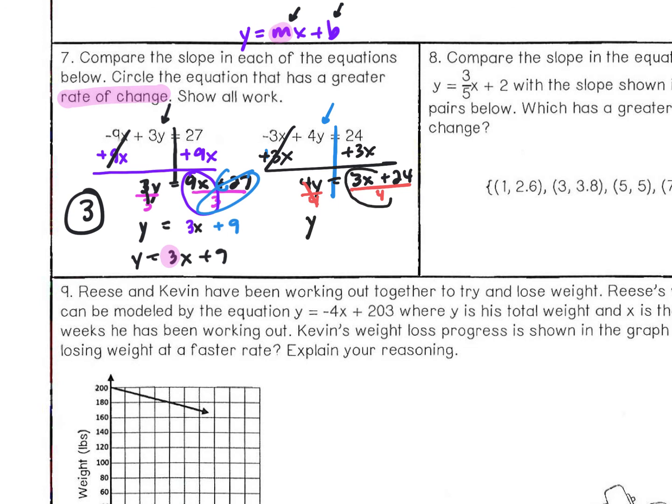And now this is where it looks a little bit tricky. 3 divided by 4, it won't go in there evenly, so I'm just going to write that in fraction form, 3/4 x. Positive 24 divided by 4 would be 6, so it's positive 6. And so now this is in slope-intercept form. Once again, the rate of change is the same thing as the slope. In the slope-intercept formula, we find that as the coefficient of x. So it says circle the equation with the greater rate of change, so that is the first equation.